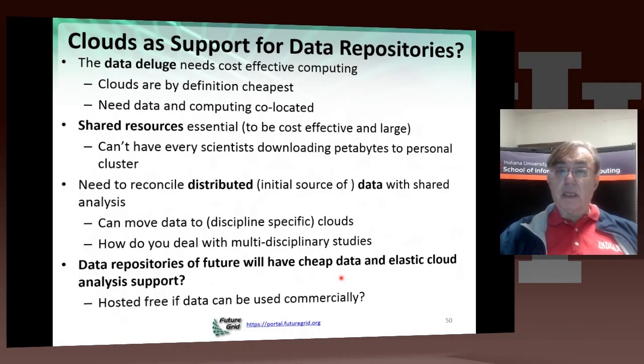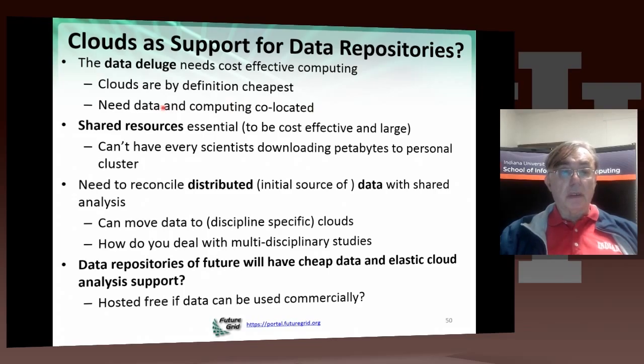Now let's think about clouds as support for data repositories. We have the data deluge. We need to find lots of cost-effective computing. Clouds are by definition the cheapest form of computing because they have the best data center technology and they get economy of scale. But then what do we do about where the data is? Because the data may not be on the cloud. And so that's not so trivial.